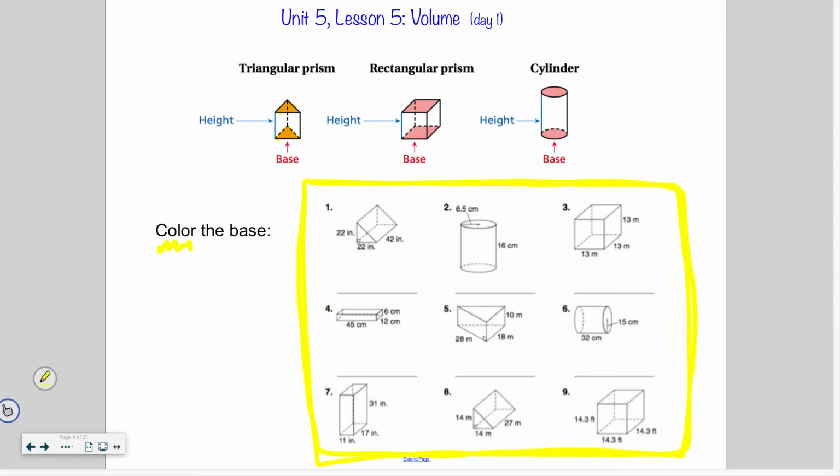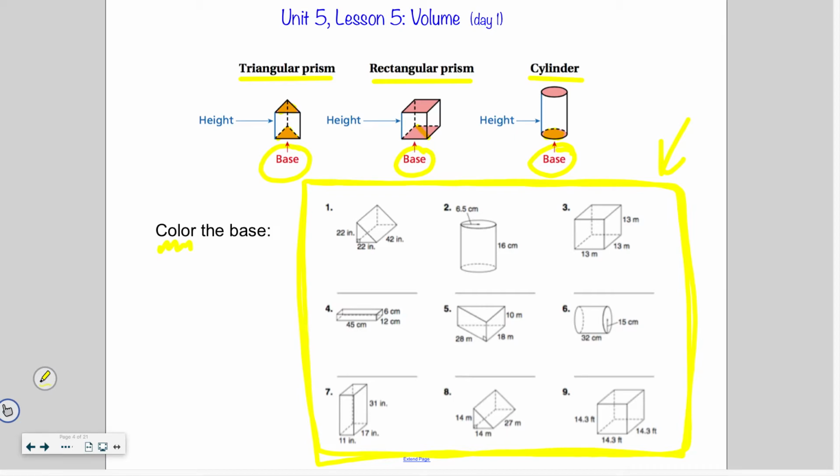A triangular prism always has a base that's a triangle. A rectangular prism, cuboid, always has a base that's a rectangle. A cylinder always has a base that's a circle, even if we rotate that cylinder and lay it on its side. So go grab a highlighter if you don't have one, and then come back. Go ahead, pause the video, highlight the base of all 9 of these shapes here.